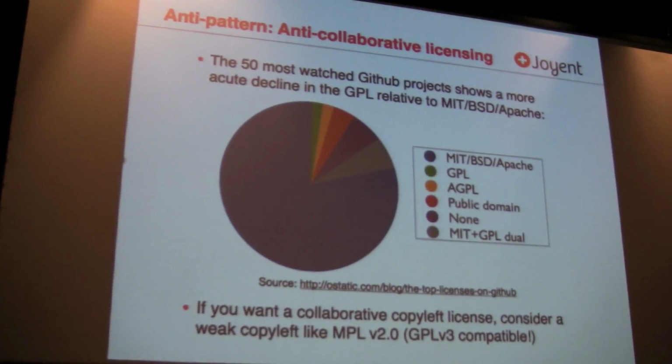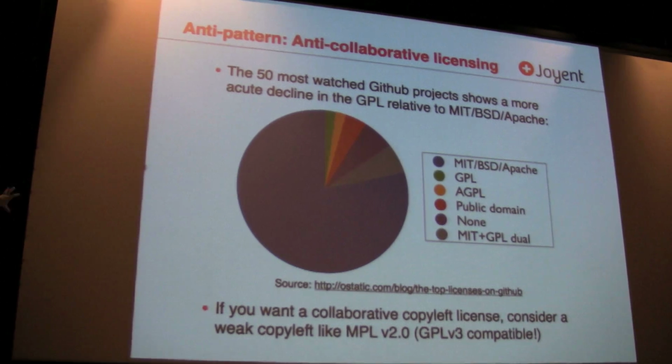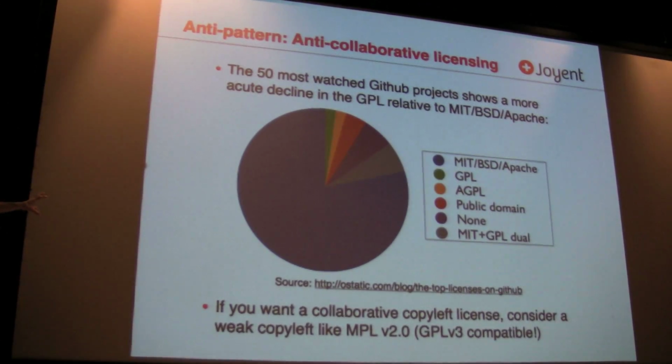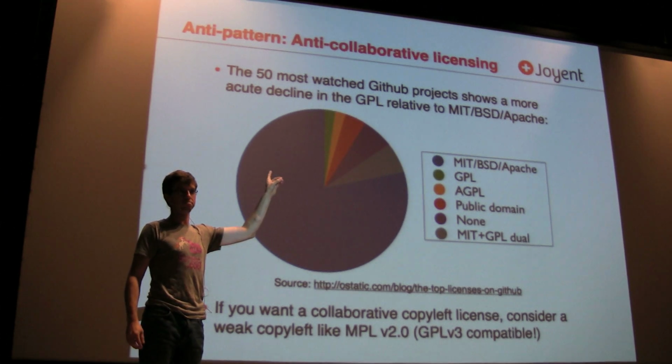So good open source projects have good leadership. And what does good leadership mean? Good leadership means, what do you do when there's not consensus? If you look at the actual top projects on GitHub, these are the most watched projects on GitHub. GPL is that little green sliver.